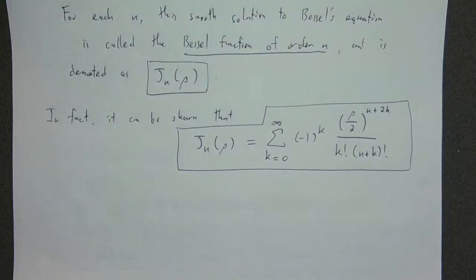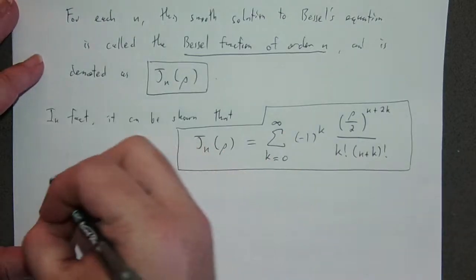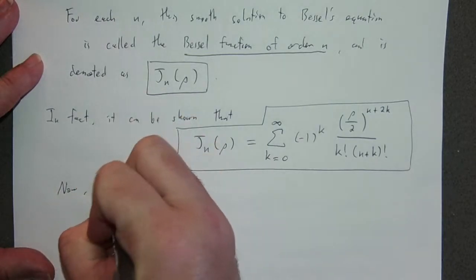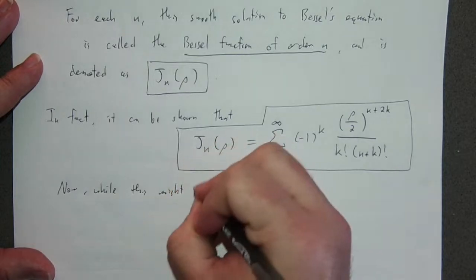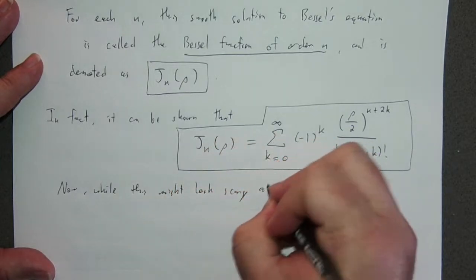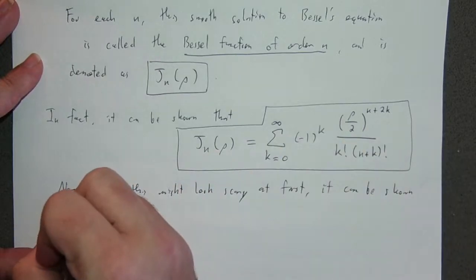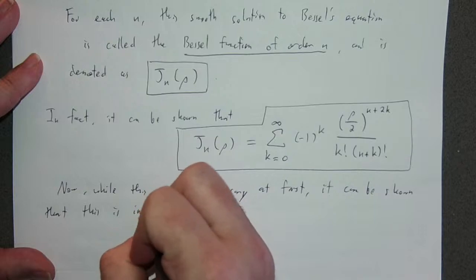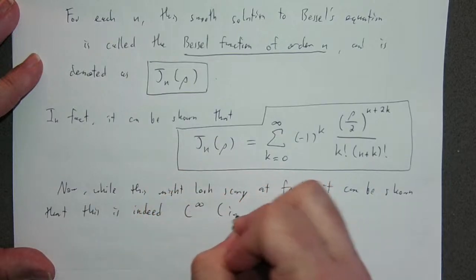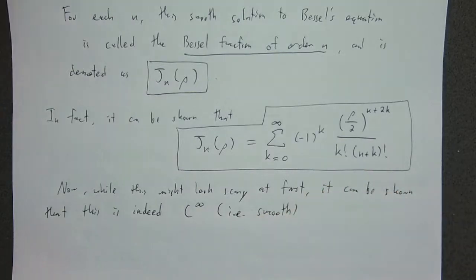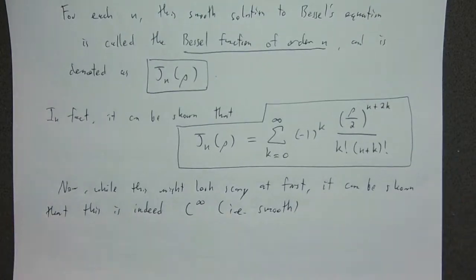Okay. So that's kind of a slightly curious formula there. Now while this might look scary at first, it can be shown that this is indeed C infinity, i.e. smooth, having infinitely many derivatives. As nice of a function as you can imagine. Now, these are going to be my eigenfunctions. These are going to determine my eigenfunctions.